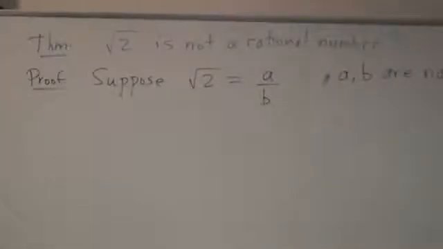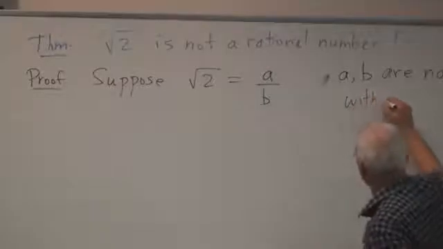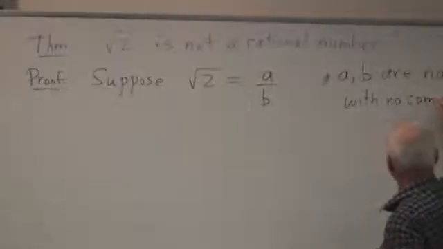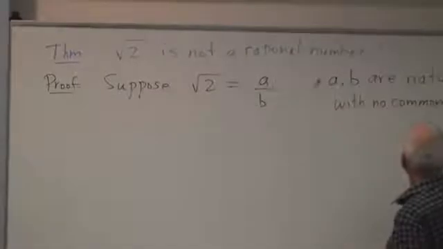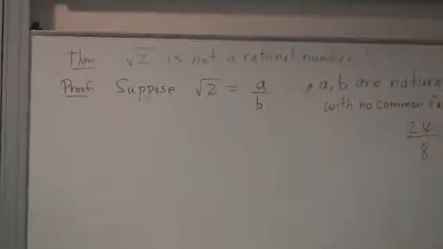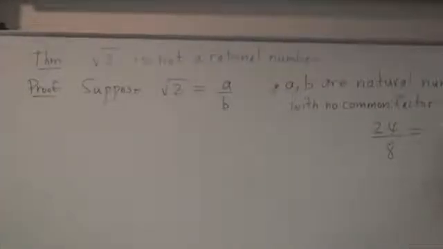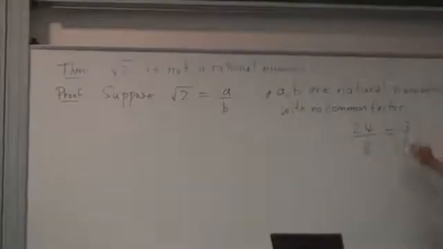And we can assume that they have no common factor. Okay, so for example, if it was 24 over 8, that's a fraction, but we can simplify because it has a factor of 8 in both top and bottom, so we can write that as 3 over 1. So that's what we're going to assume. We're going to assume that a and b have no common factor.